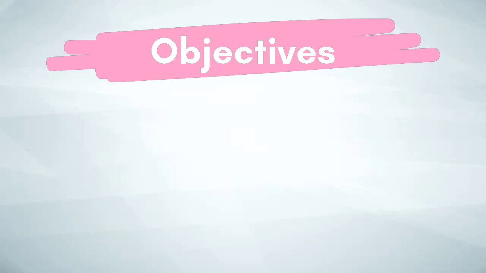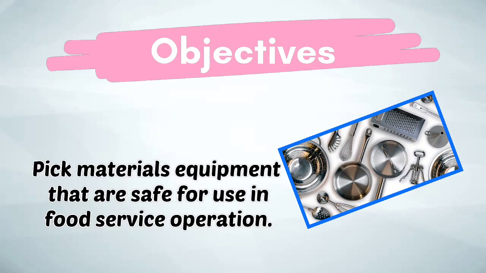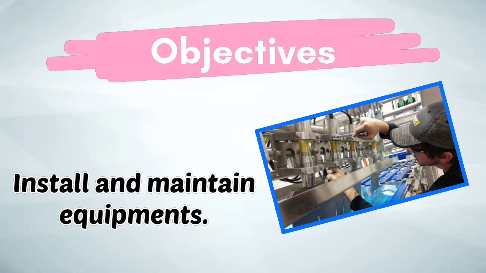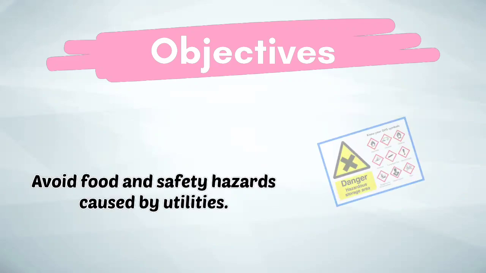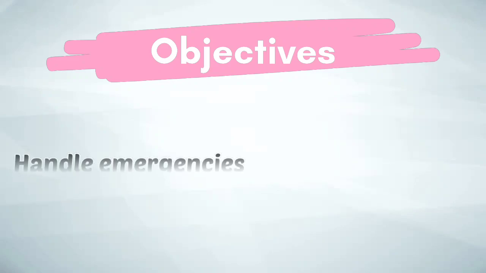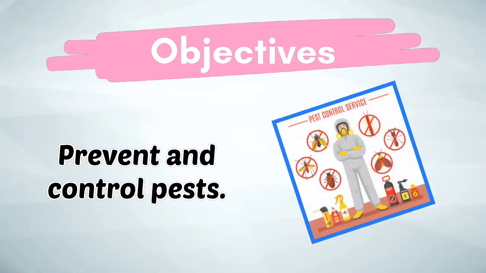Here are the objectives that we need to remember. Pick materials and equipment that are safe for use in food service operations. Install and maintain equipment. Avoid food safety hazards caused by utilities. Maintain your facility. Handle emergencies. And lastly, prevent and control pests.